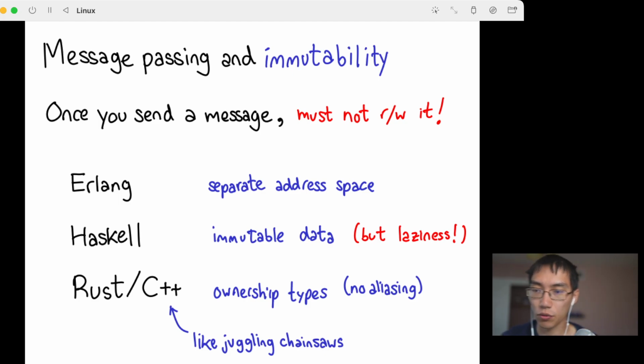There's a question: with Rust, when sending the message, you also transfer ownership? Well, Rust lets you do a lot of stuff, but one of the most common ways of passing things to other threads is by giving up ownership when you do the transfer.